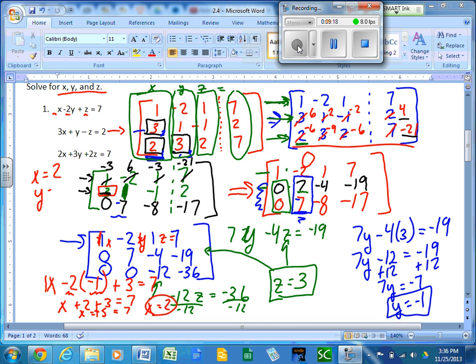So when they asked us originally to solve for x, y, and z, x equals 2, y equals negative 1, and z equals 3. So we found where these three equations with three unknowns intersect.